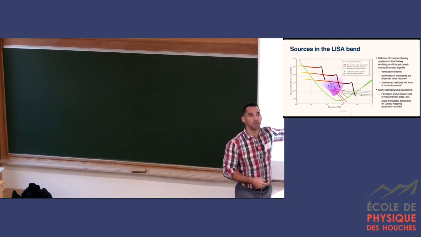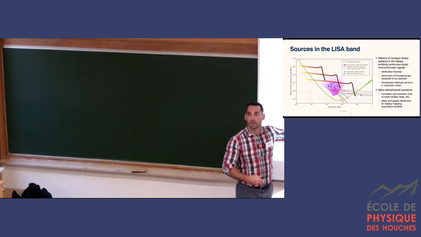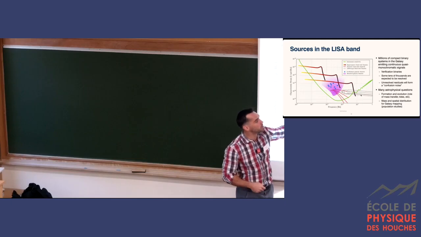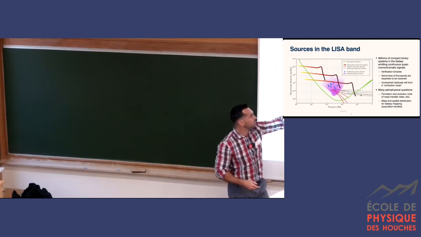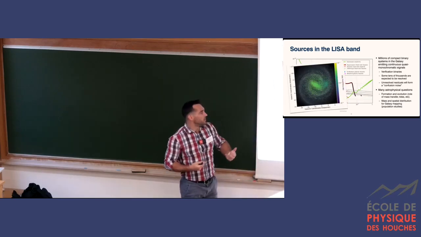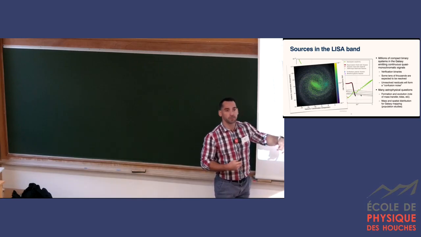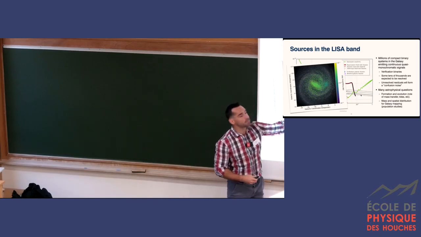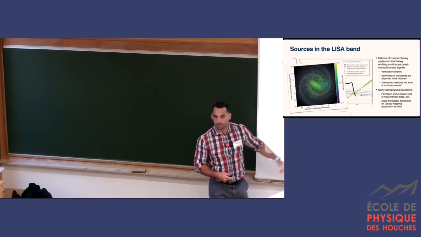And some of them we actually observe already in electromagnetics, so we know they're going to be there. This is what we usually call verification binaries, these stars. And the goal, in the end, is for all these resolved sources to make maps like this of our galaxy.